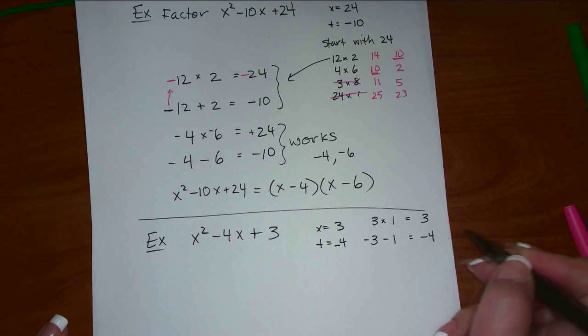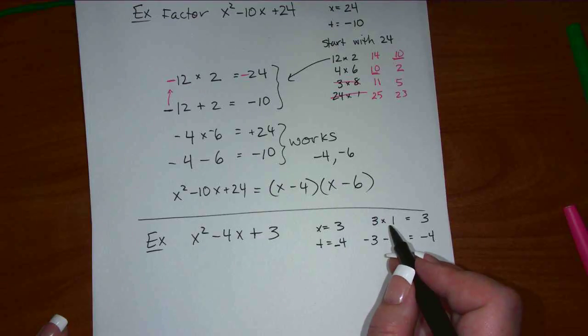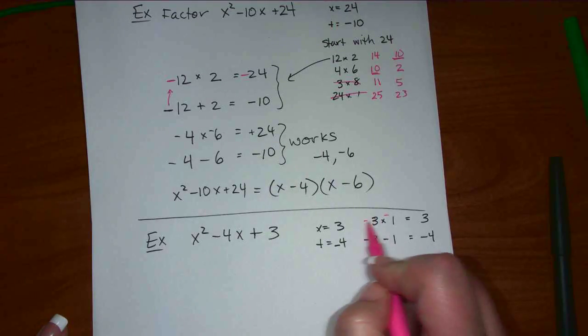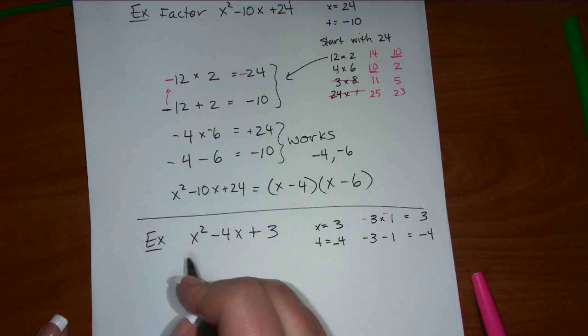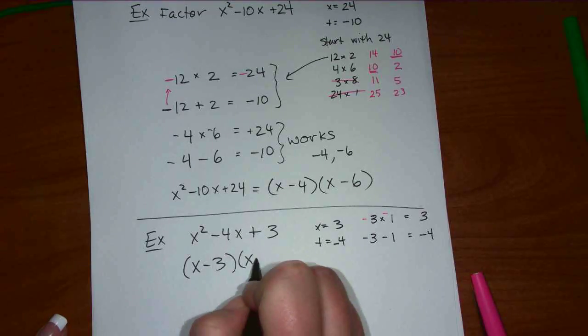Now, what you do once you do that is you go back to the start and try it with the signs. Make sure it actually multiplies to give. So you put your signs up here and say, do these give me a positive 3? Yeah, so that's my numbers. Minus 3 and minus 1.